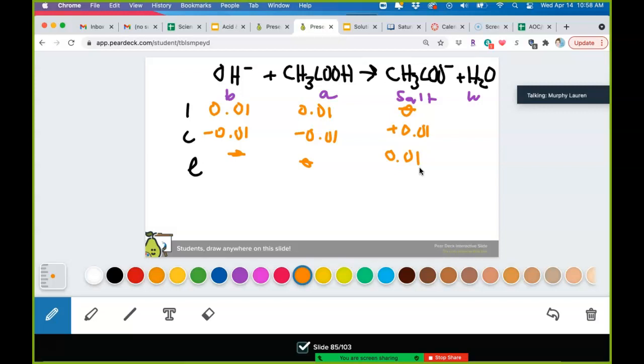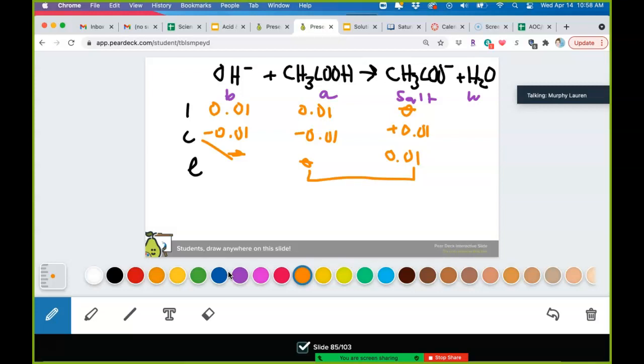Do I have a buffer? I mean, I have the conjugate, but this guy is missing. So I don't have a buffer. And I'm going to go into further detail. This is an acid-base neutralization reaction, right? Where does this happen in a titration? This is a special point during a titration. What is it called? Equivalence point. When the acid and the base are equal, you are at the equivalence point.